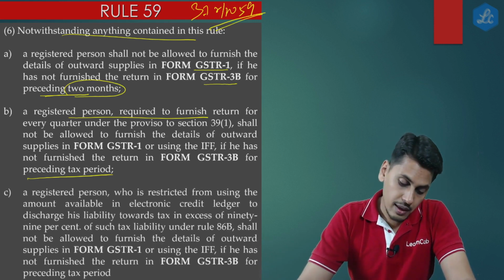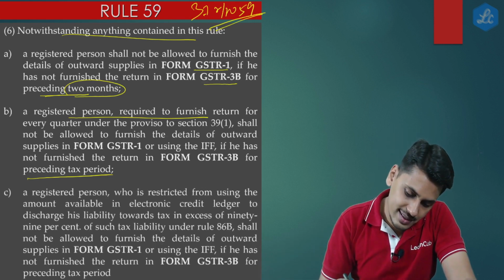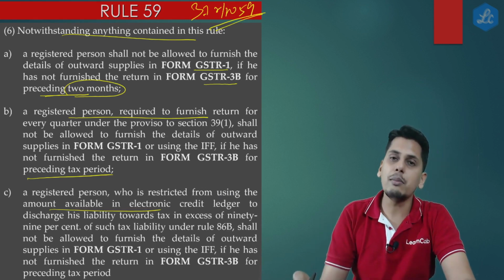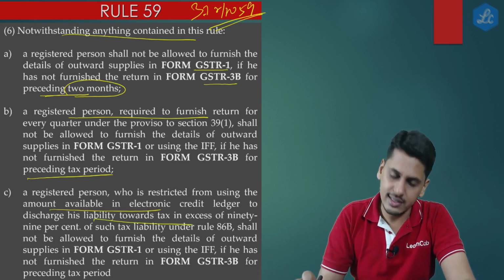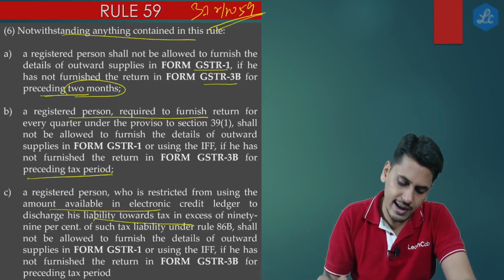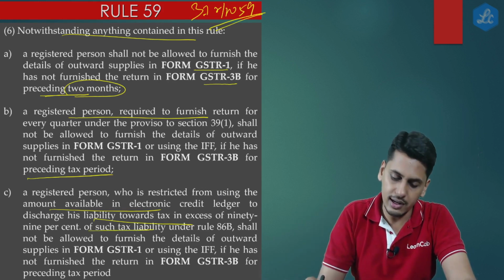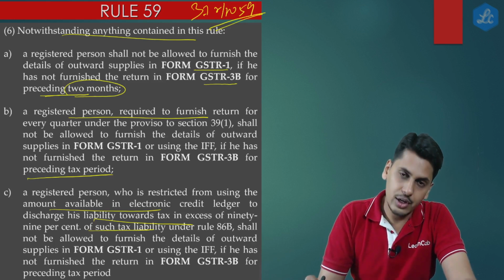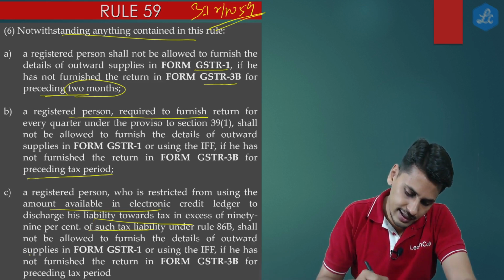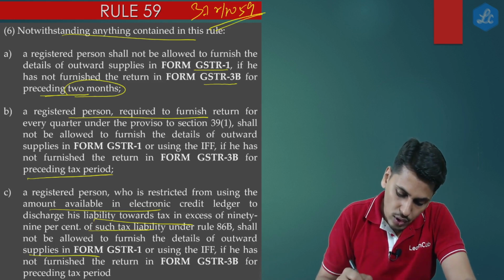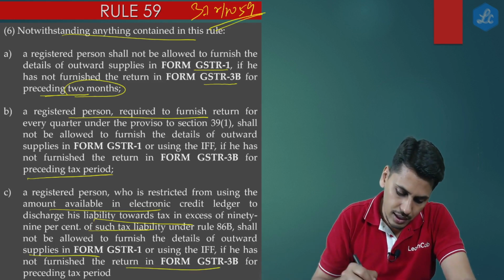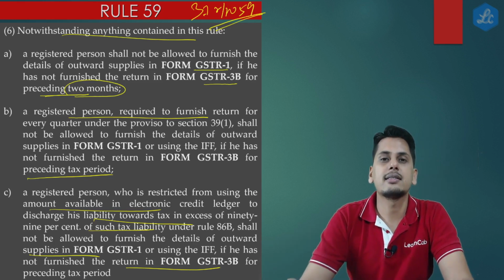The third point: a registered person who is restricted from using the amount available in the electronic credit ledger to discharge his liability towards tax in excess of 99% of such tax liability under Rule 86B shall not be allowed to furnish the details of outward supplies in GSTR-1 or using the IFF if he has not furnished the return in Form 3B for the preceding tax period.